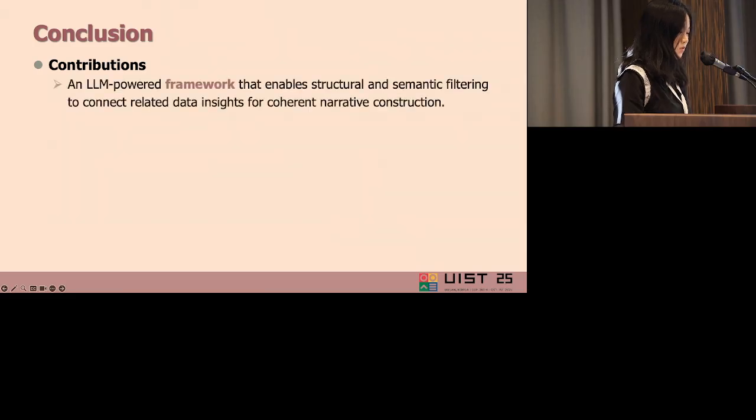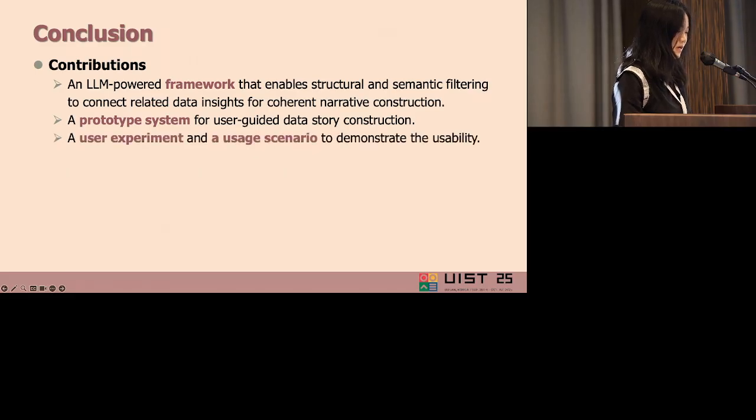In conclusion, our work makes three main contributions. We propose an LLM-powered framework that combines structural and semantic filtering to connect related data insights and construct coherent narratives. We develop a prototype system that allows users to interactively guide the construction of data stories. And we conduct a user experiment and usage scenario to demonstrate the usability and effectiveness of our approach.